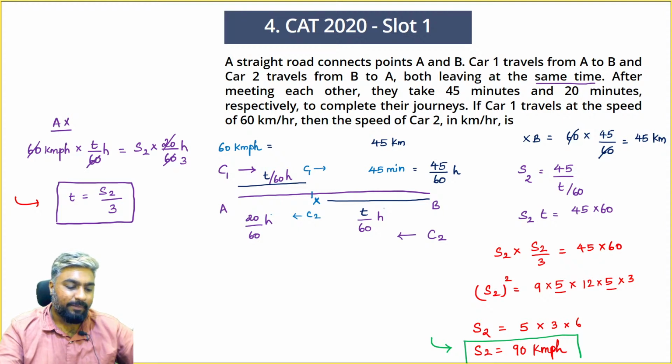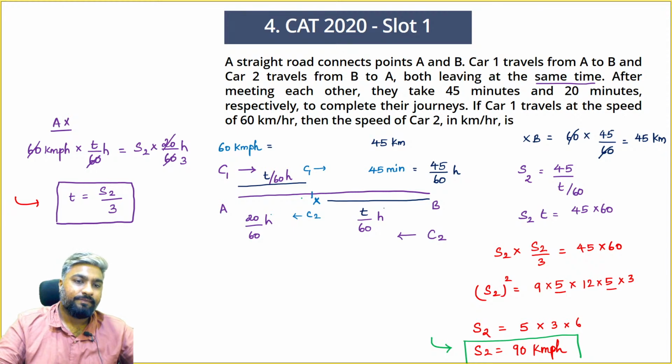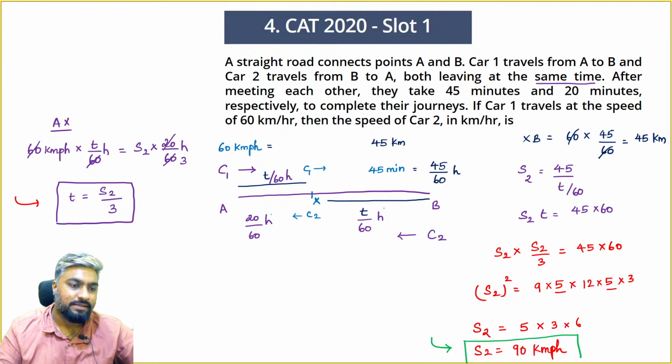I'll quickly repeat this. First things first, we are looking at XB's distance, the distance from X to B. This distance is going to be what? Car 1 is traveling at 60 kilometers per hour for 45 minutes, 45 by 60, which is 45 kilometers. So XB is 45 kilometers. The same 45 kilometers is traveled by car 2 in T by 60 hours.